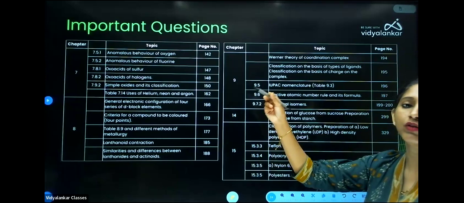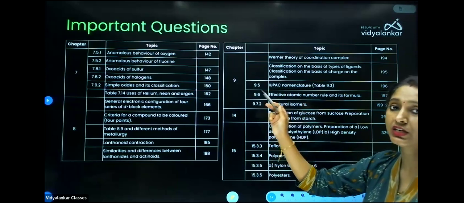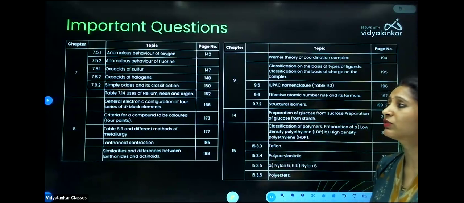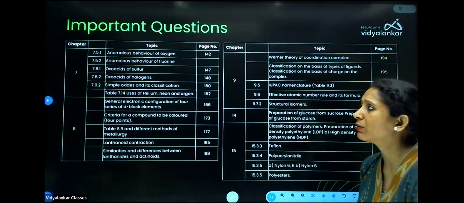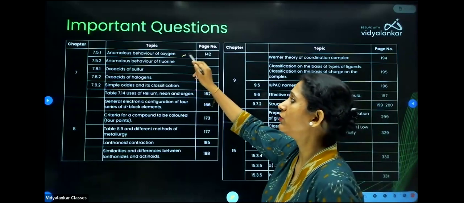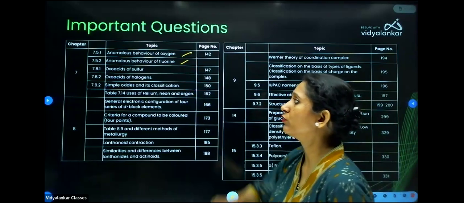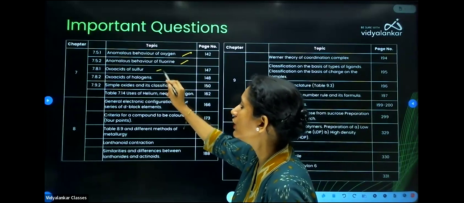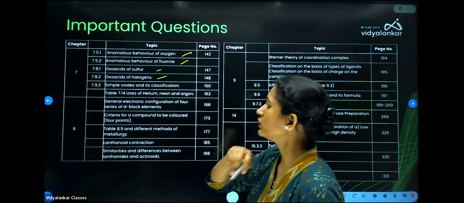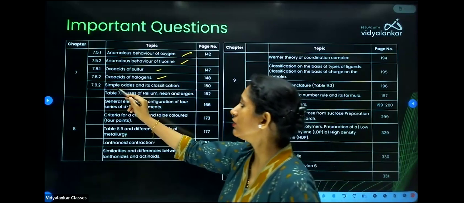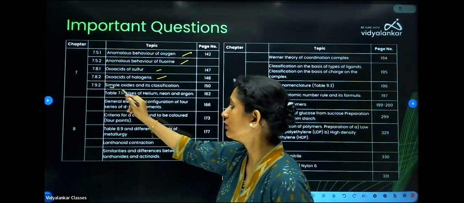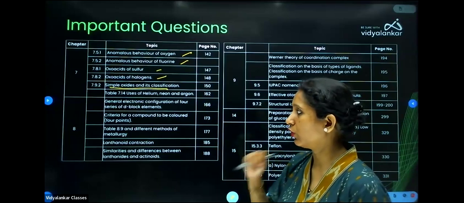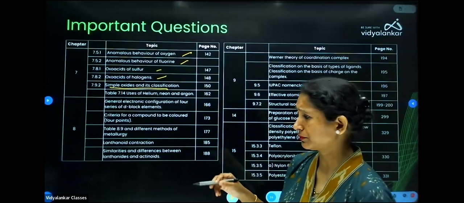This is elements of group 16, 17 and 18 with the weightage of 8 marks. The topics you are not expected to skip from the chapter are anomalous behavior of oxygen and anomalous behavior of fluorine. After that, all the structures of oxoacids of sulfur and oxoacids of halogens. Then there is the classification given for simple oxides. Mostly the 2 mark question comes on this classification.